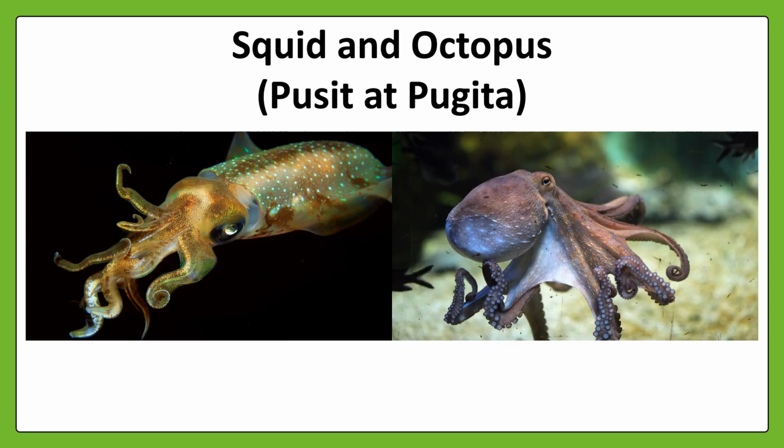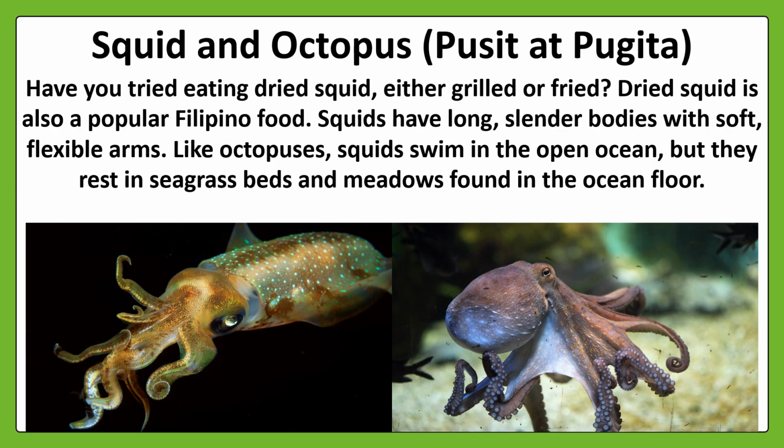The third one is squid and octopus, or pusit at pugita. Have you tried eating dried squid, either grilled or fried? Dried squid is also a popular Filipino food. Squids have long, slender bodies with soft, flexible arms. Like octopuses, squids swim in the open ocean, but they rest in seagrass beds and meadows found in the ocean floor.